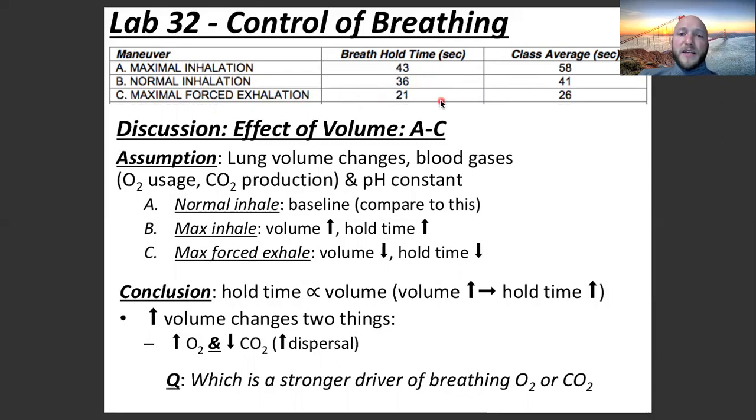And forced exhalation, there are some students who start breathing 15 seconds, 13 seconds after they max exhale.